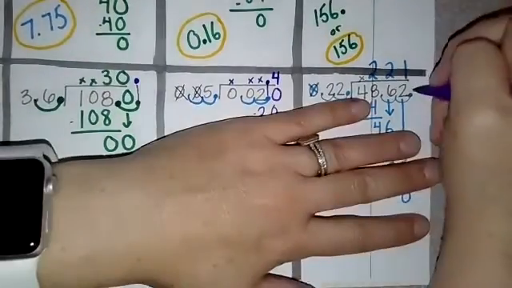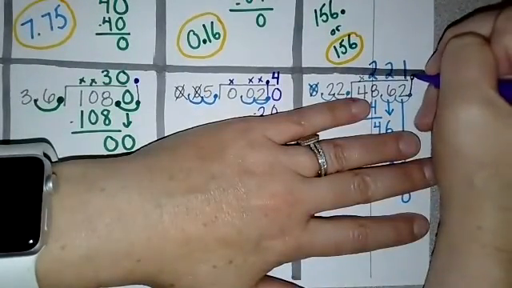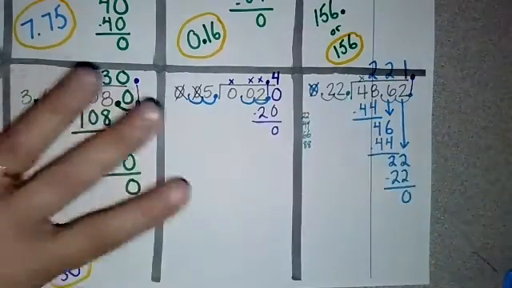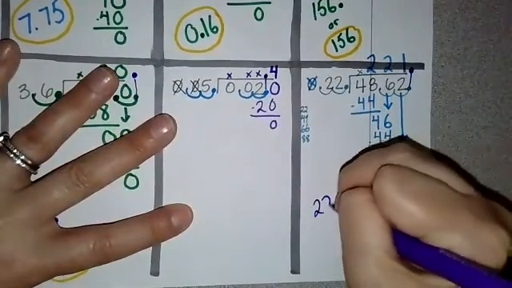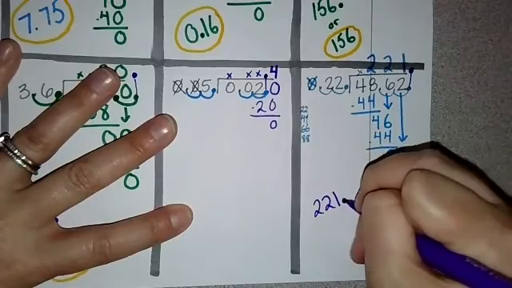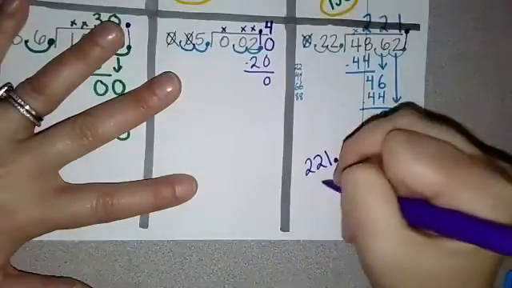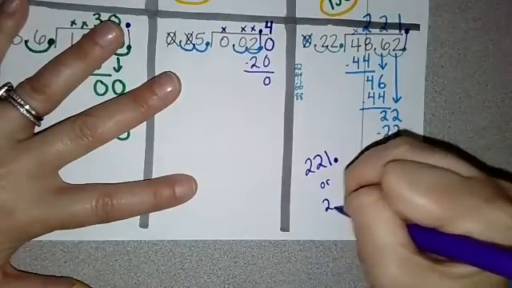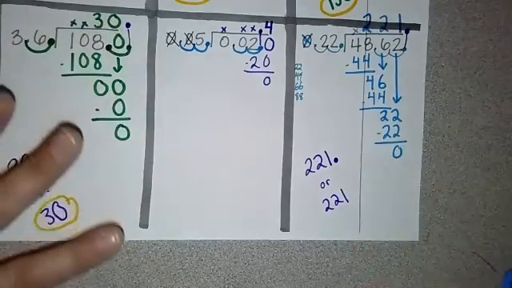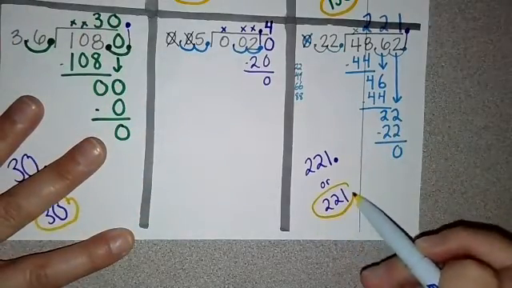All right, last thing, elevator ride. So your answer is 221 with a decimal behind it, or 221. It's the same thing.